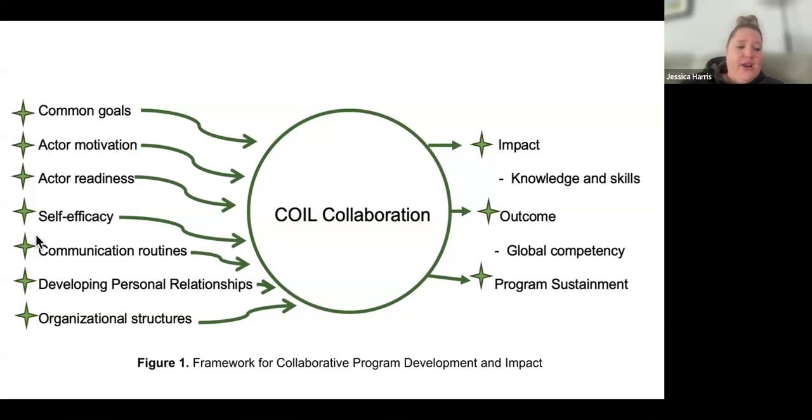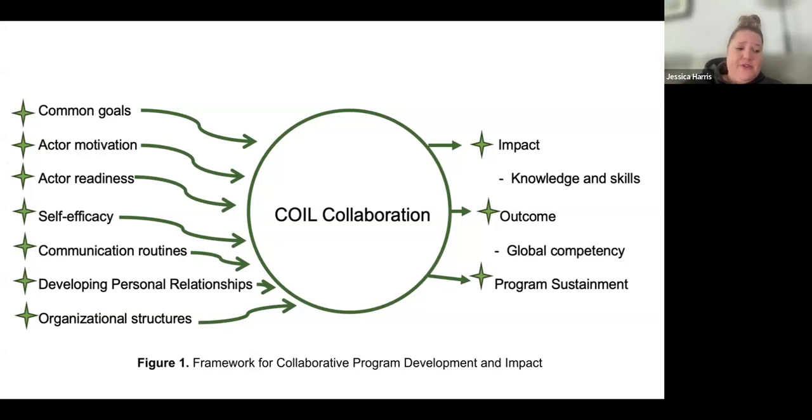And actor motivation. This is a construct we came up with in regards to the driving force behind the engagement and active participation in collaboration. So really both professors and students need intrinsic and extrinsic motivation when it comes to this process and really contributing meaningfully to the program.